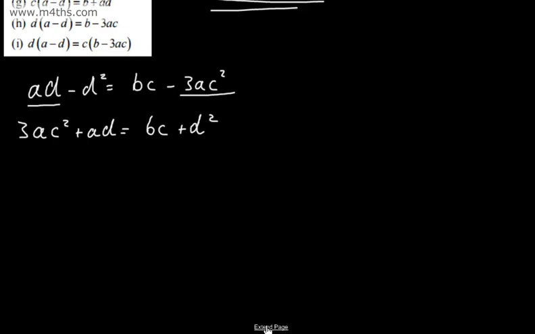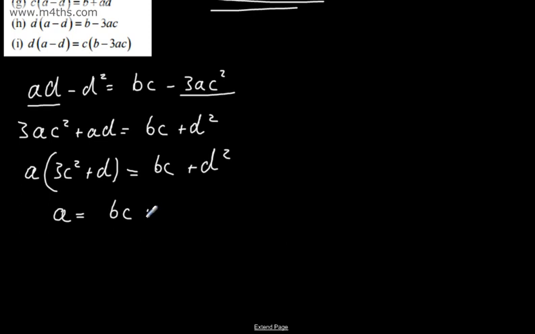Everything on the right hand side does not have an a in it. Everything on the left hand side does. We factor the a out. a times (3c squared plus d) is equal to bc plus d squared. Dividing through, a is equal to bc plus d squared divided by 3c squared plus d.